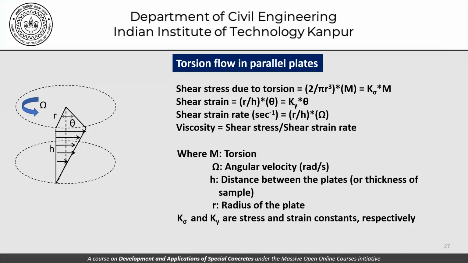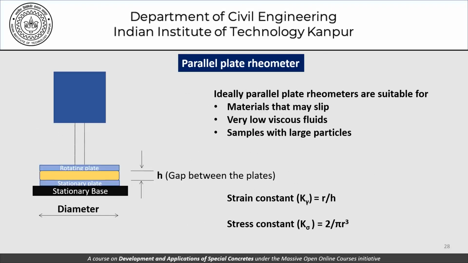From a linear parallel plate, if we talk in terms of a torsion flow in parallel plates, the situation becomes a lot more complicated, as we have a variation in R as well as the theta directions. So in that case, the shear stress and the shear strain rates are defined in a lot more complicated ways, except that of course the principal viscosity, it being the ratio of the shear stress to the shear strain rate, still remains the same. Let me move on and show you the basic structure of a parallel plate rheometer, which is ideally suitable for materials that may slip, which are very low viscous fluids and samples with larger particles.